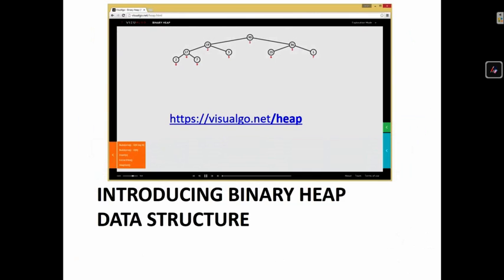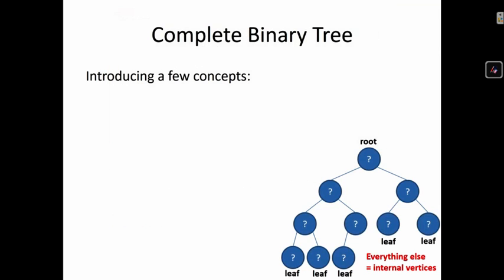So how to do better? Now we will introduce a new data structure for you to learn, which is the binary heap, which we will use to implement this priority queue abstract data structure. So what is a binary heap? A binary heap is basically a complete binary tree. The structure is a complete binary tree.